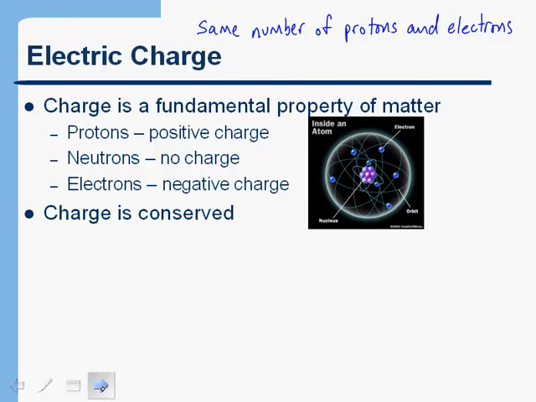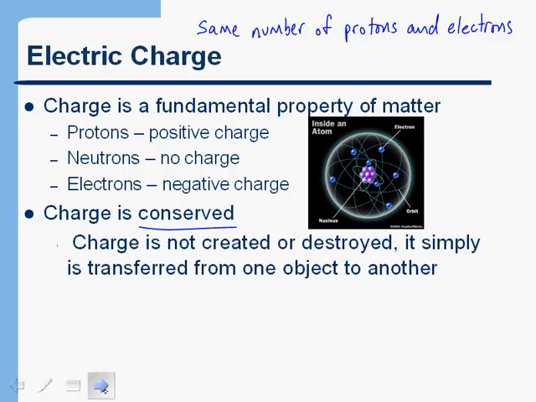One of the important things to understand about electric charge is that charge is conserved. And when we say something is conserved in physics, what we mean is that the total amount of it doesn't change. So what we mean by this in terms of charge is not created or destroyed, but it's simply transferred from one object to another. And you'll notice that that's the same idea as conservation of energy, that energy isn't created or destroyed, but it's transferred from one object to another or from one type to another, as we've talked about previously.